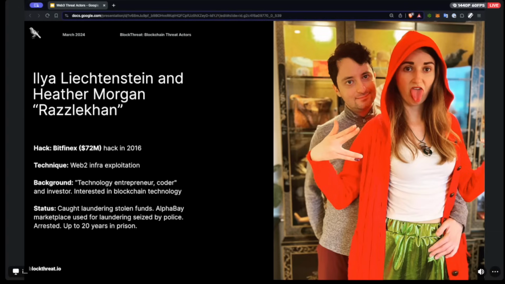That was the Bitfinex hack, from which they stole $72 million. I think it's worth like 10 billion at this point. And again, the backgrounds of these folks are techies, coders, investors. They've been known in the hacking community before that. They dabbled, targeted projects, but this was their big hit.